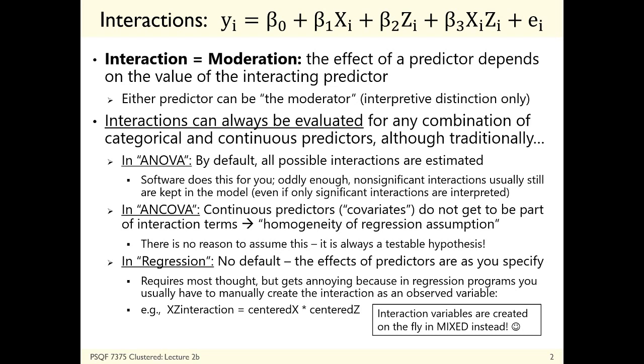I can think about z as my moderator and focus on what the effect would be at different levels of z for x as the thing that I care about, or I could do it backwards. So either one is the moderator. It's not a statistical distinction.